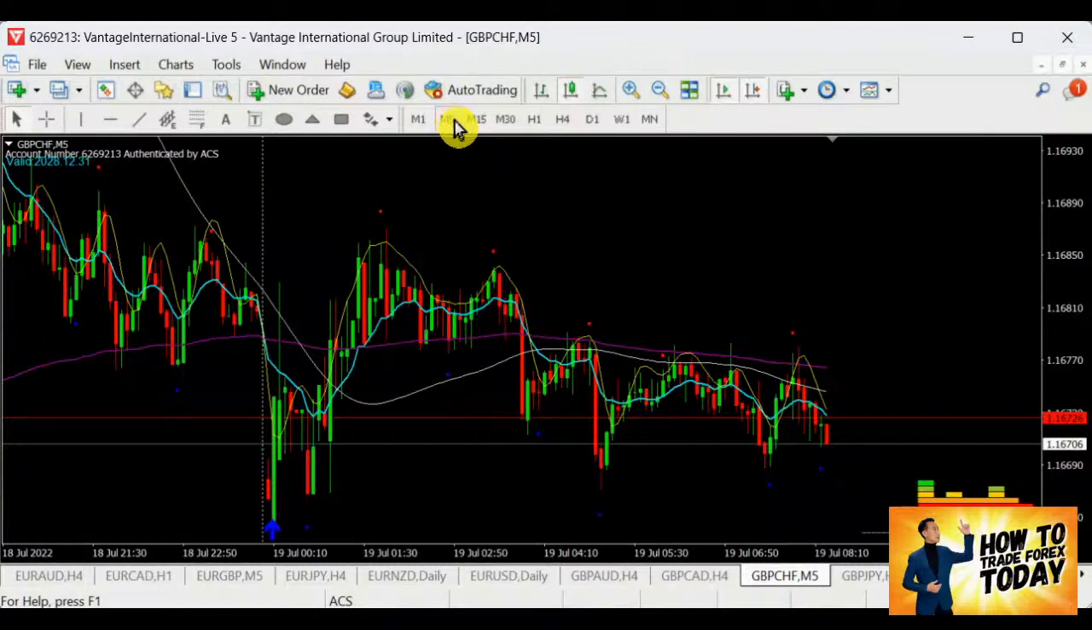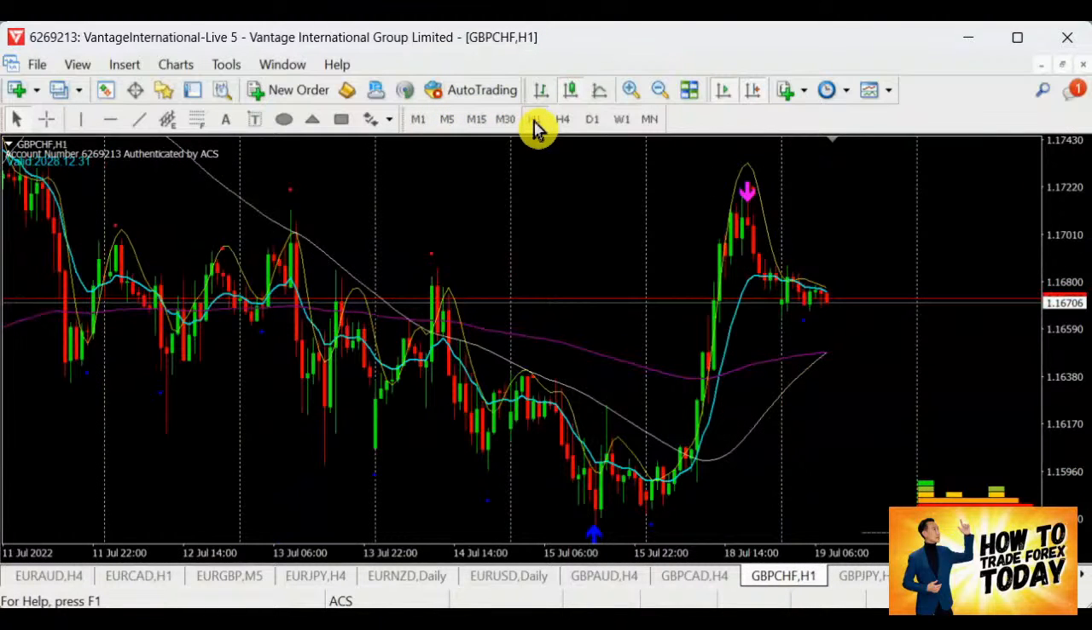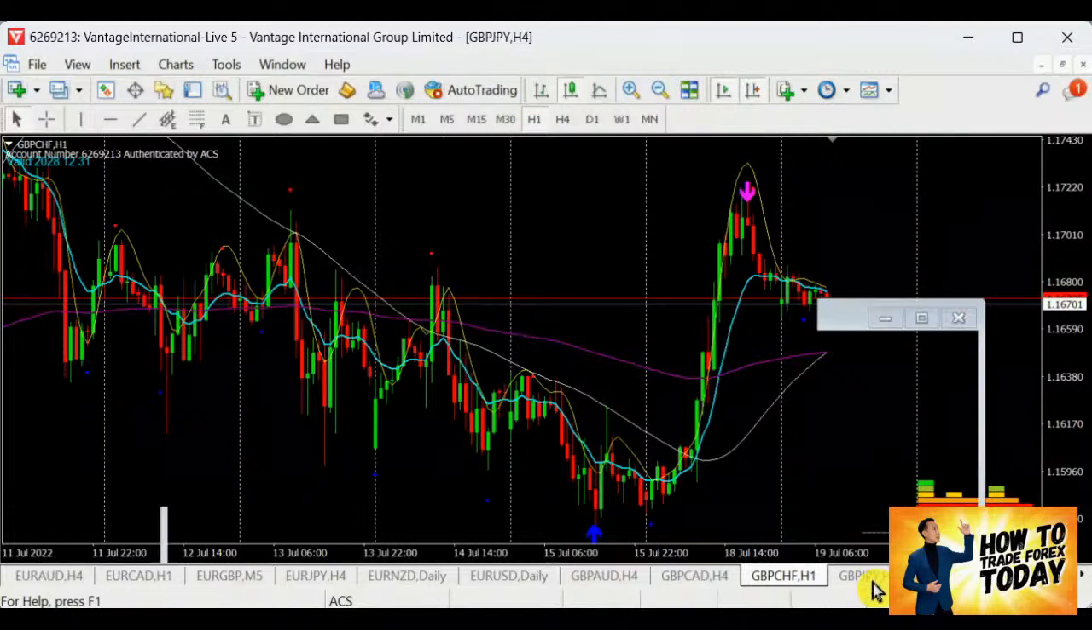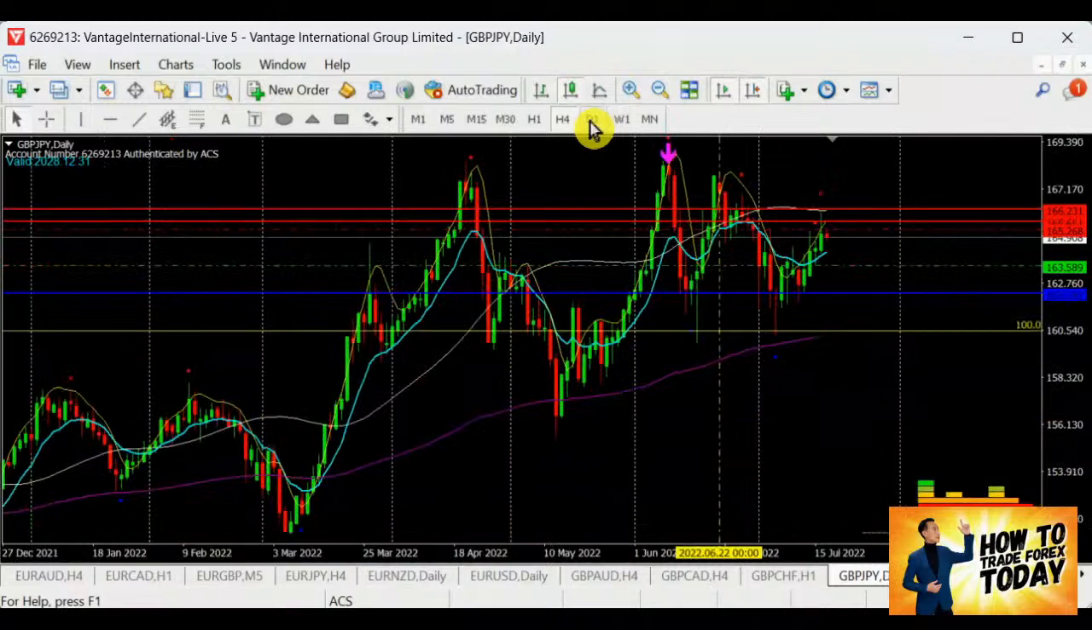A bit slow, but I would prefer to have it in the UK hour. Pound franc, yes, but remember, pound franc is a short-term profitable trade. Okay, so let's go with pound yen.